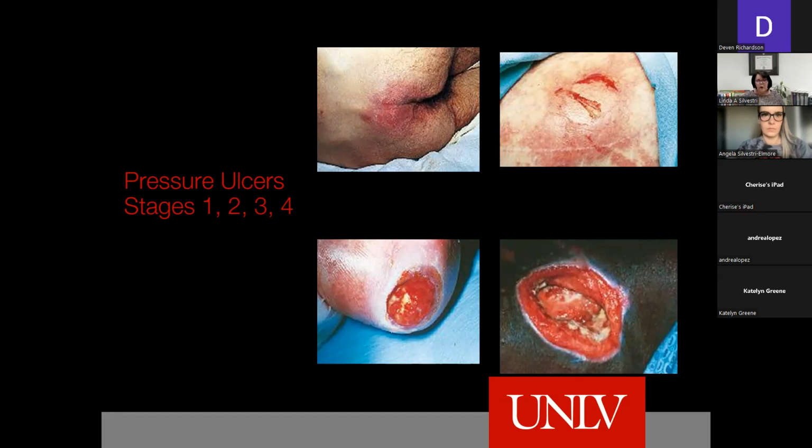Now, if you go to page 516 in your comp review book, you'll see the additional pictures of other stages, suspected deep tissue injuries, and those that are unstageable, which are really full thickness injuries. So you'll see those pictures also. And the questions that you're going to have on NCLEX related to pressure injuries are going to be more on assessment and prevention rather than on dressing types.